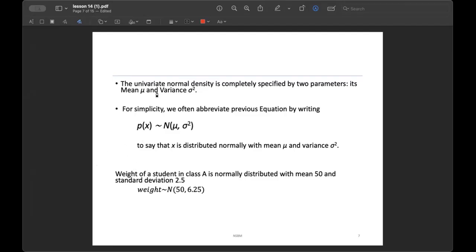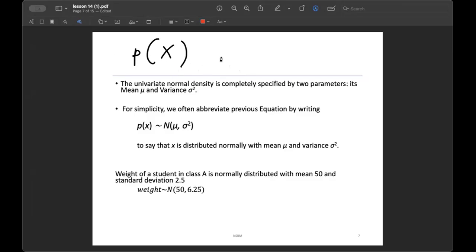So the univariate normal density is completely specified by two parameters. For example, let's assume we are calculating the height of students. Then there is one variable, and the values of that variable we normally call the variates. How are we going to define this normal distribution? This is a probability density function. That is how we read this.